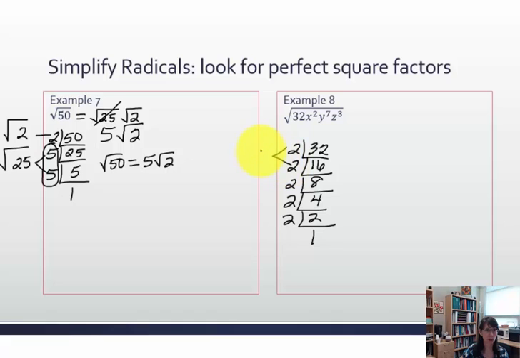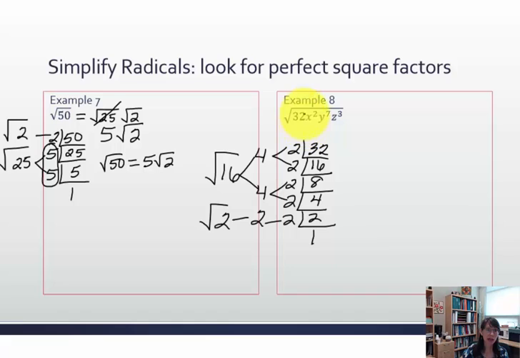Here's a pair of 2. That makes 4. This pair of 2's makes 4. Here's a 2 that is single. That remains 2. Now I have 4 times 4 times 2. If you find any identical factors here, keep making your pairs of identical factors. So I have a pair of 4's that makes 16, and 2 is still alone. These are the factors that belong under the root.